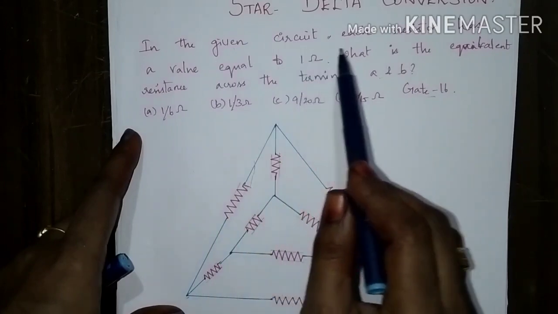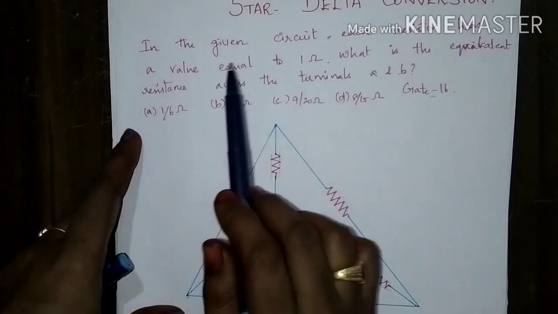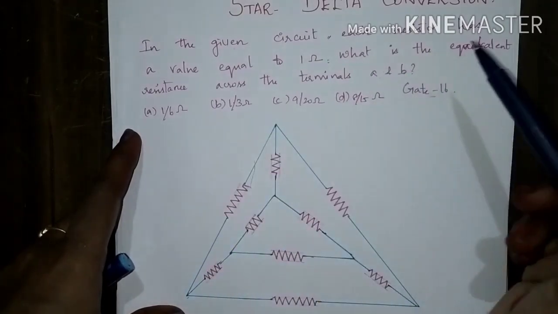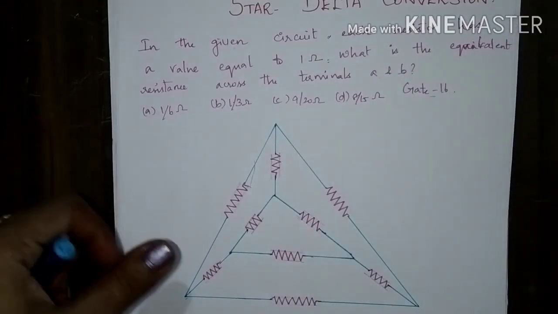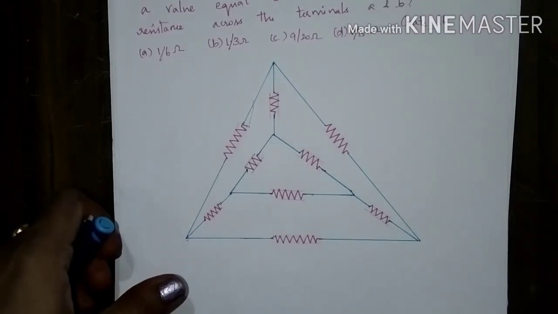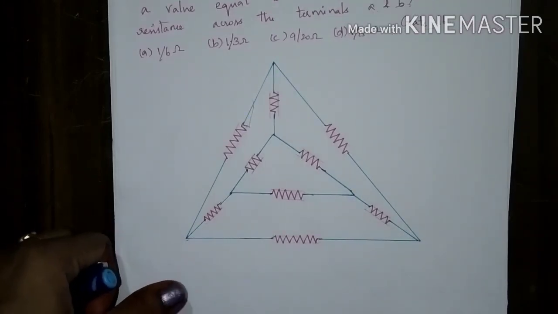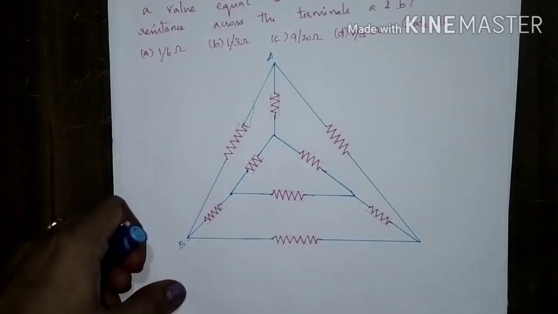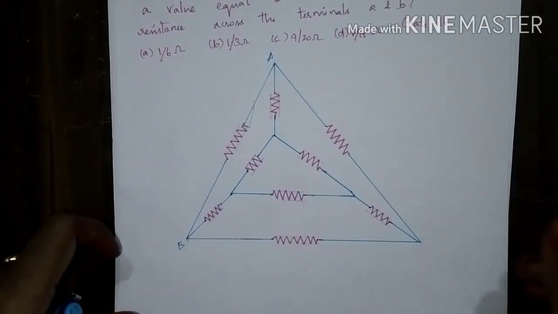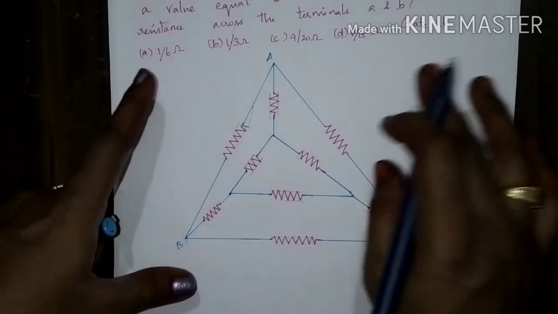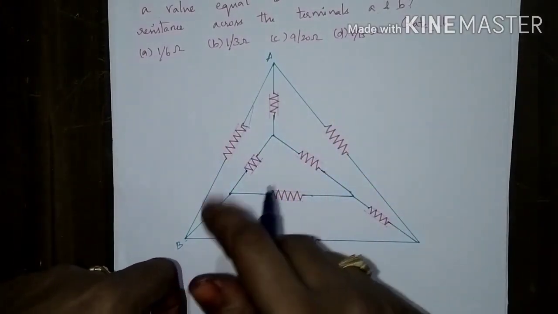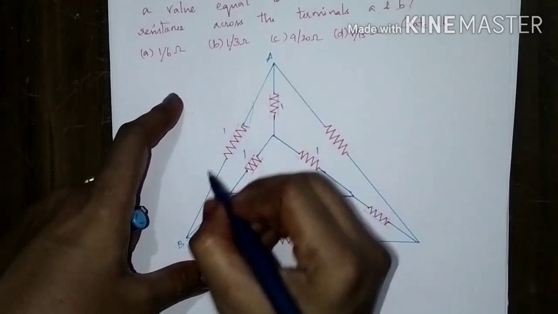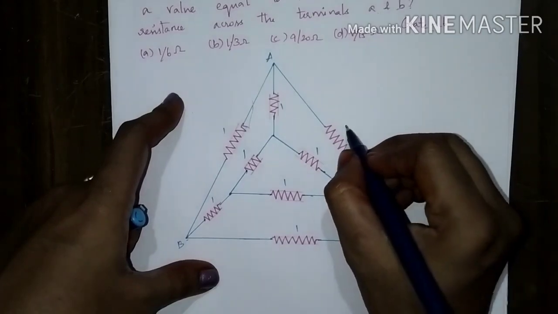In a given circuit, each resistance has a value equal to 1 ohm. What is the equivalent resistance across the terminals A and B? Here they have asked for the equivalent resistance. So assume this is A and this is B. Here they have given all the resistance values as 1 ohm. So all the resistances are 1 ohm.